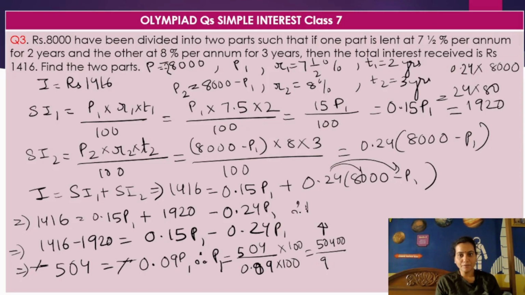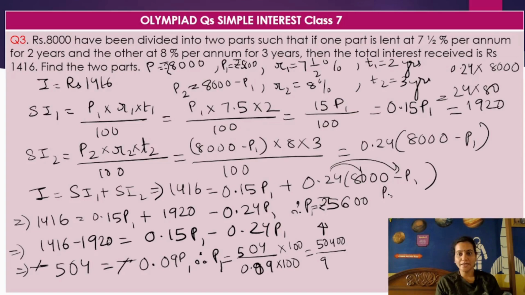So if I do this, what will be the answer? Therefore P1 will be equal to 9 5s are 45, so 50 minus 45 gives 5, and 4 comes down, so 54, that is 9 6s are 54. So it is actually nothing but rupees 5600. P1's value has come. So let me write down here P1's value. P1 is equal to rupees 5600, right.